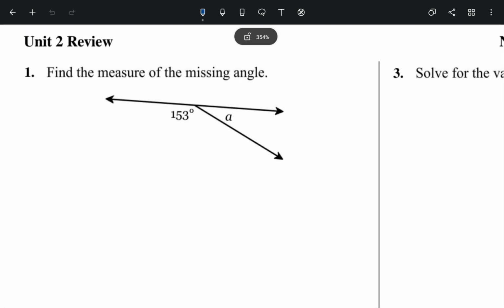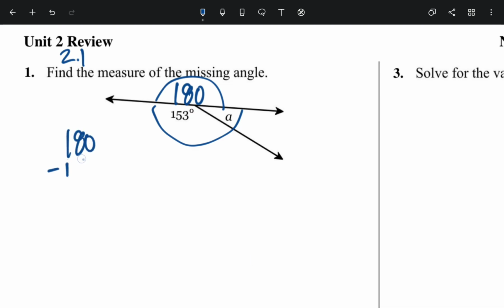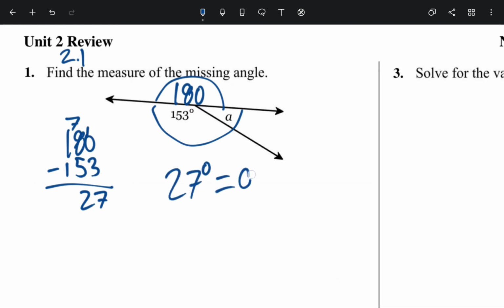So number 1, this is a 2.1 question. We want to find the measure of the missing angle. I see here we have a straight line, so that indicates it is 180 degrees. So to find our missing angle, we are going to do 180 minus 153. And that gives us 27 degrees for A. And you are done.